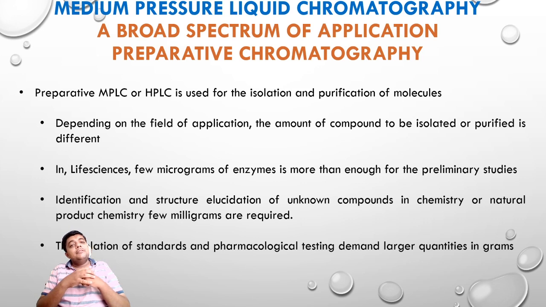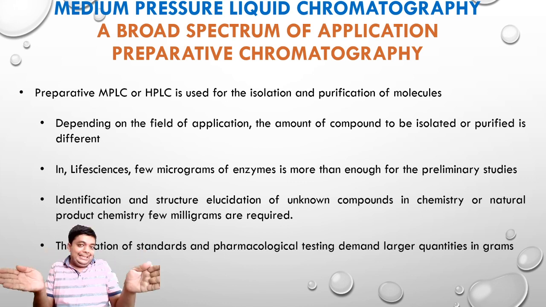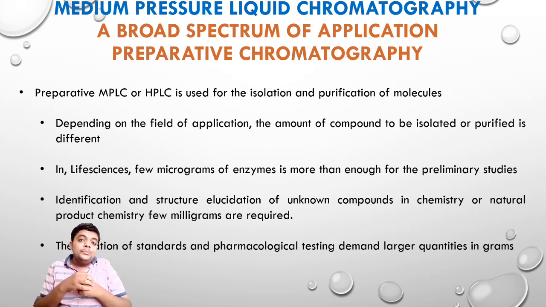The medium pressure liquid chromatography. It has a broad spectrum of application in preparative chromatography. What are those? Let it be preparative MPLC or preparative HPLC. It is used for isolation and purification of molecules. If you go back to the video and consider that a red and a blue color sample were mixed and we got them separated, so it is isolated. Along with this isolation, we even got them in the pure form. So this phenomenon is isolation and purification.